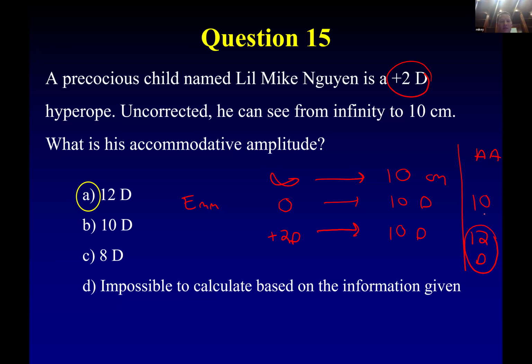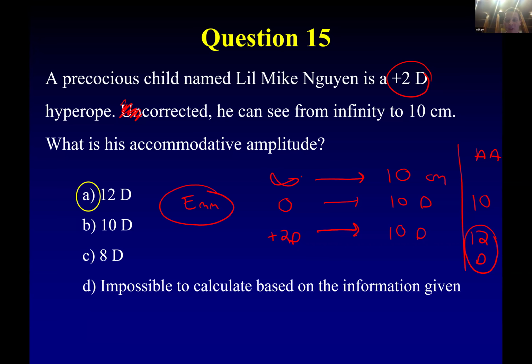Now, let's say I'll just change the question a bit to try to help us understand it. Let's say I said corrected, he can see from infinity to 10 centimeters. Now it's interesting, if I give you a refractive error, but I say they're corrected, just treat them as an emmetrope, because if they're corrected, they functionally act like an emmetrope.